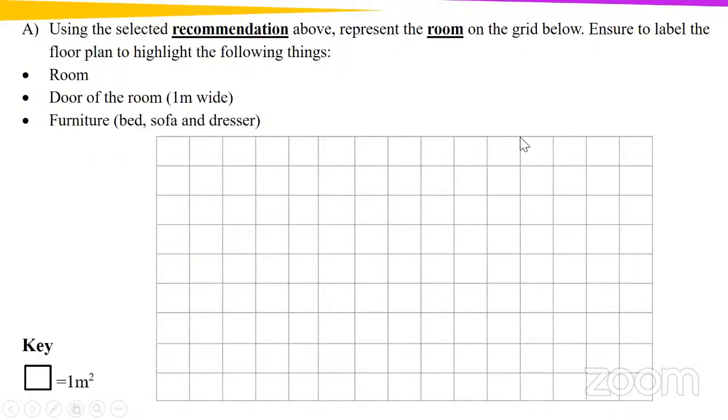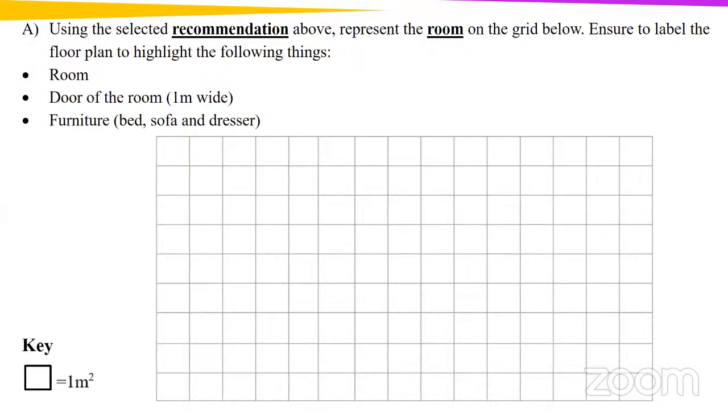Okay, boys and girls, so we're coming down nicely. Now, here we are at another section of our task. Using the selected recommendation, boys and girls, represent the room on the grid below. Ensure to label the floor plan to highlight the following things.